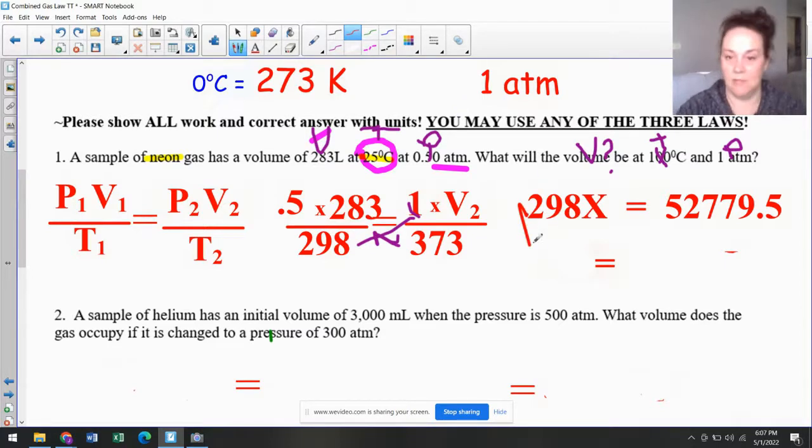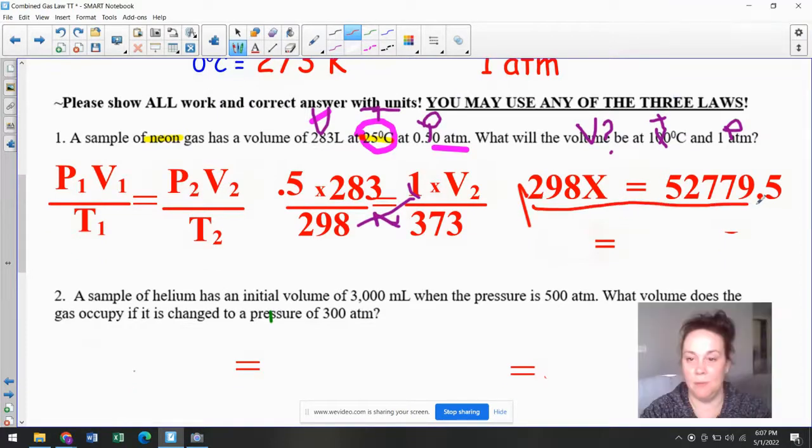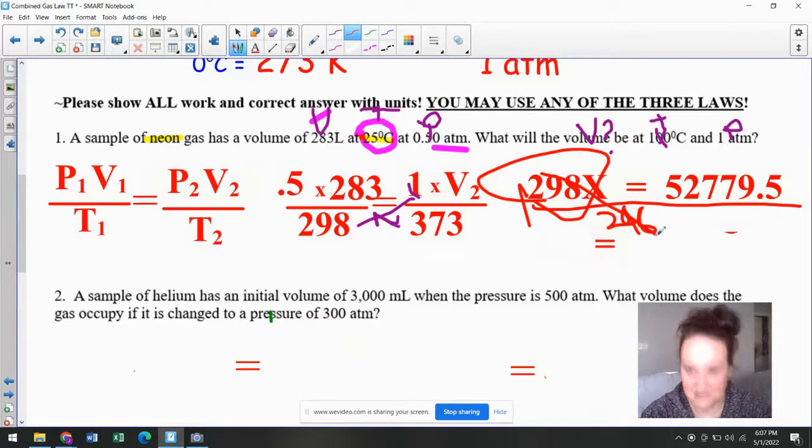So to solve for this, we just divide both sides by the smaller number. Or excuse me, not by the smaller number. I'm going to divide both sides by the number that is stuck to X. Just so happens to be the smaller number on this one, but not always. 298. And then that gets X by itself.